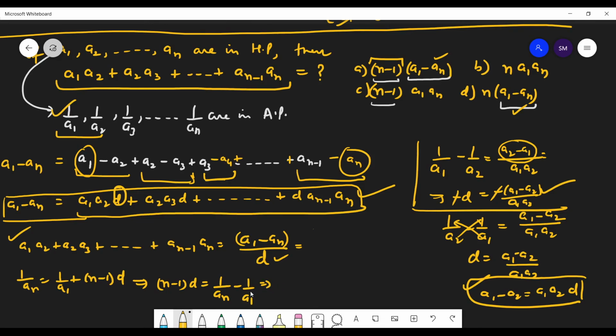So that will give you d equals to a1 an, and this n minus 1 will come this side, divided by a1 minus an. So you can also write it like this, d upon a1 minus an. So here you have this upon d. So that's the answer, students. See, that C is the answer. Got it?